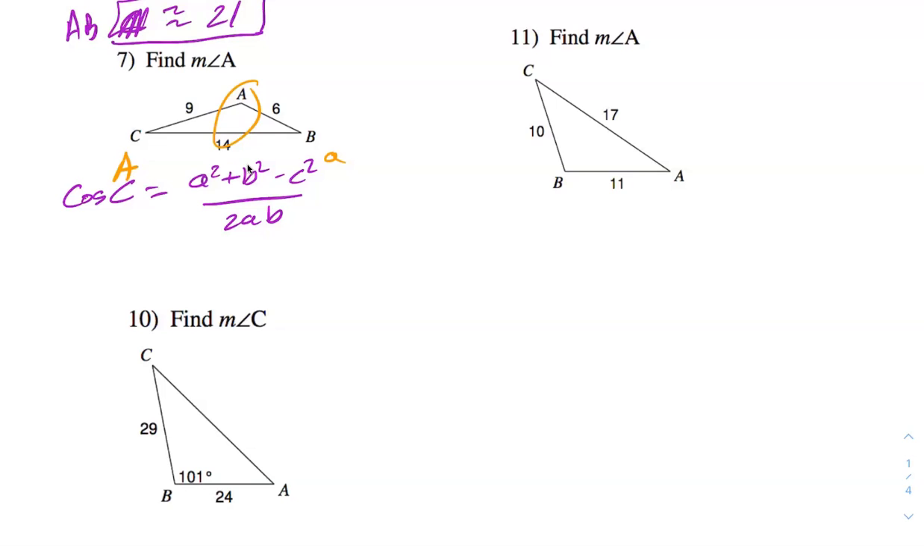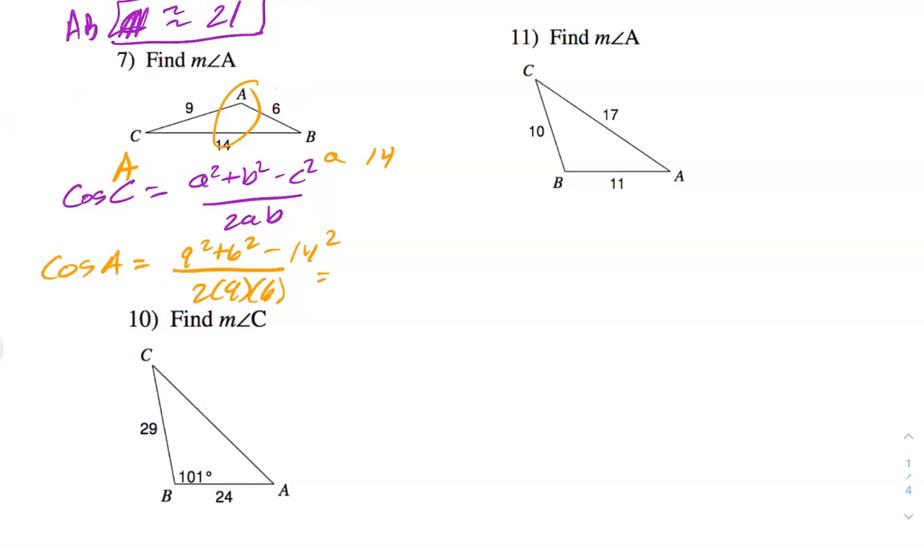So if I was putting this in, it would be cosine of A equals, remember, that's what I'm looking for, that goes with this. So this is going to be 14. These two, it doesn't matter, there's the other two sides, so 9 and 6. So 9 squared plus 6 squared minus 14 squared over 2 times 9 times 6. We're just going to plug all that into our calculator.